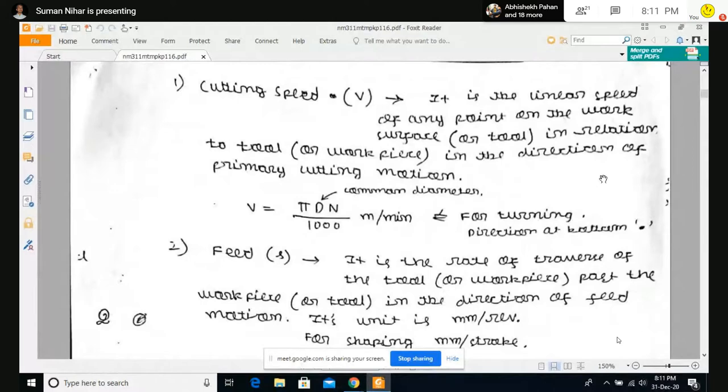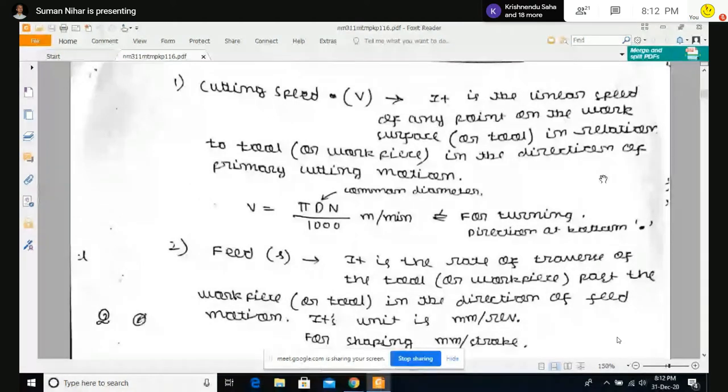Okay, so this is your machining process, and there was machine and machine tool. I have told that in a machine tool there will be an external power source, there will be a cutting tool, and there will be a material removal process. These three things satisfy the condition of a machine tool. Then I have told you a few important things, that is cutting speed, feed and depth of cut.